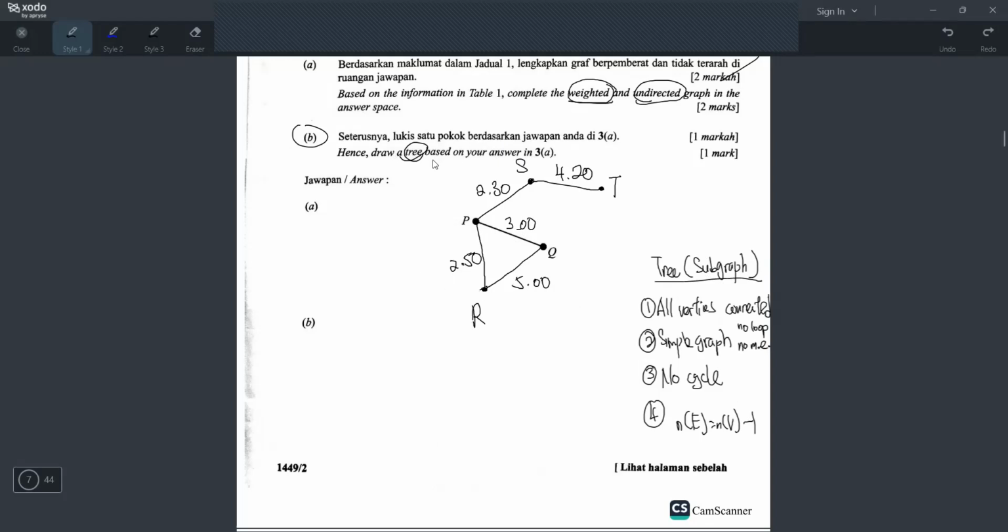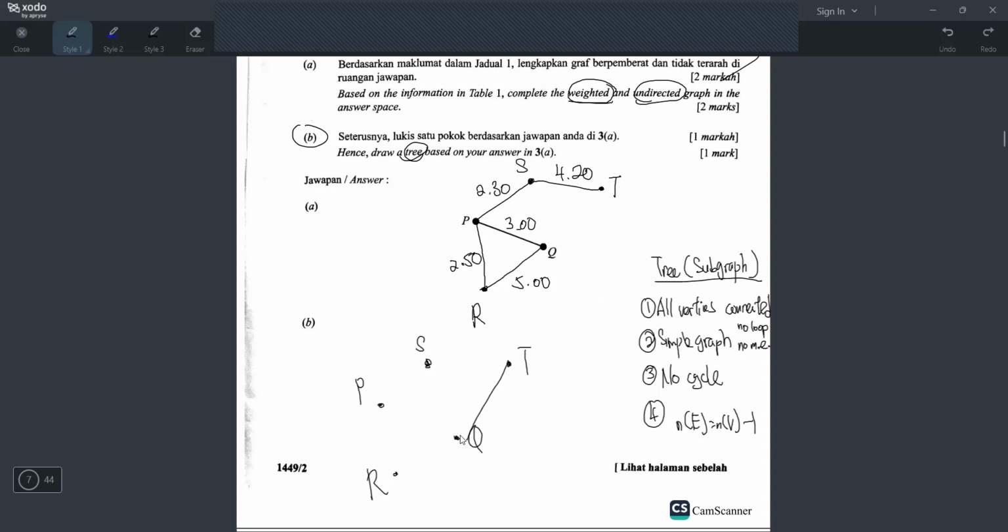But since I'm drawing a tree, I have to make sure there is no cycle, right? So of course I cannot draw this whole graph because this whole graph has a cycle. That's why I have to erase some lines. So what I will do is, first thing first, I will put down all the vertices first. P, Q, R, S, T. The reason why I put down all the vertices is because all vertices must be connected later. So we cannot leave out any of these vertices. And now I start to join them.